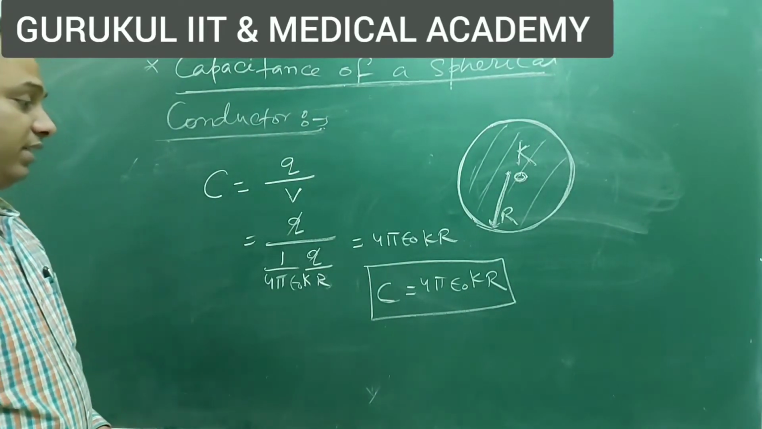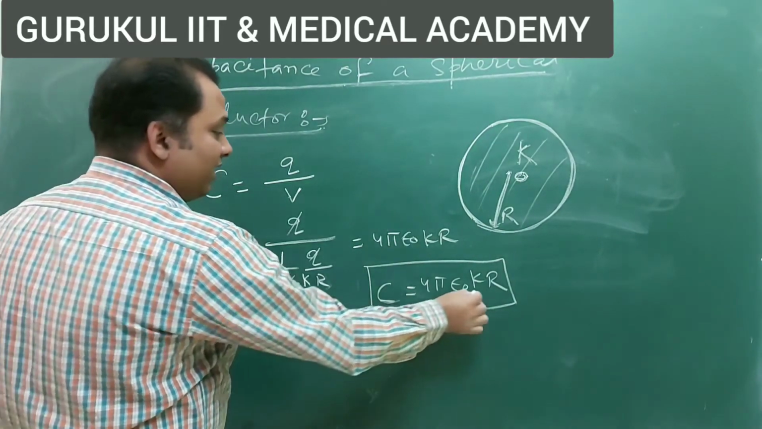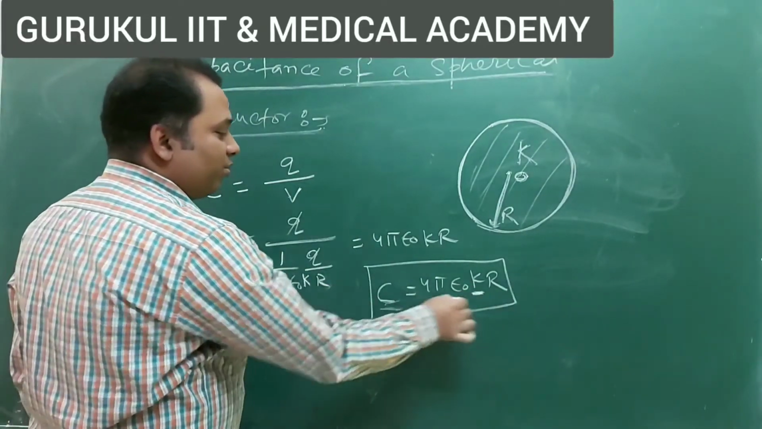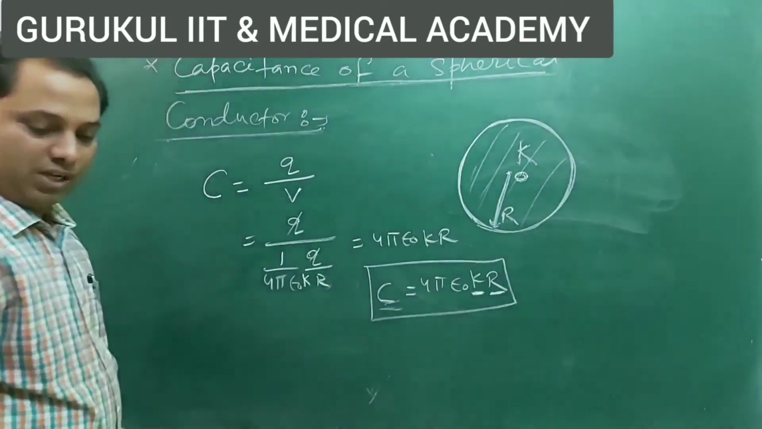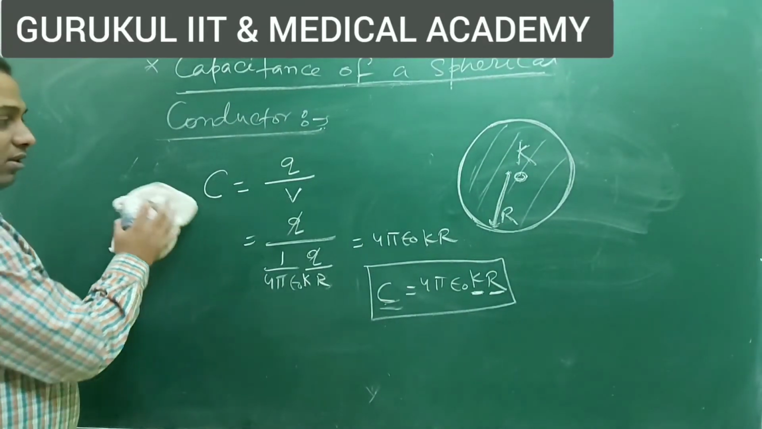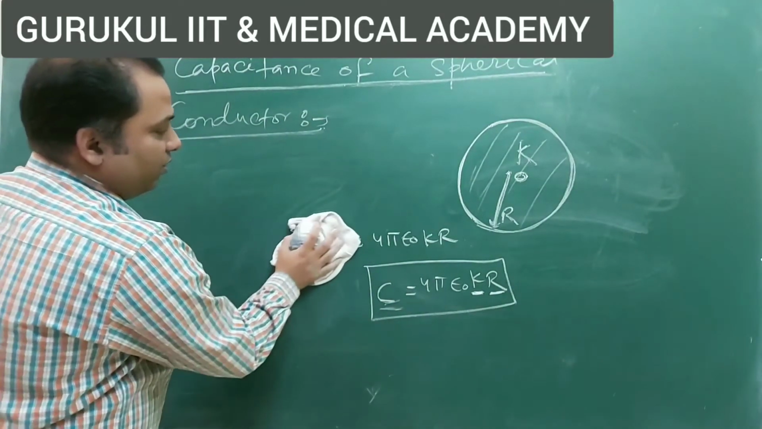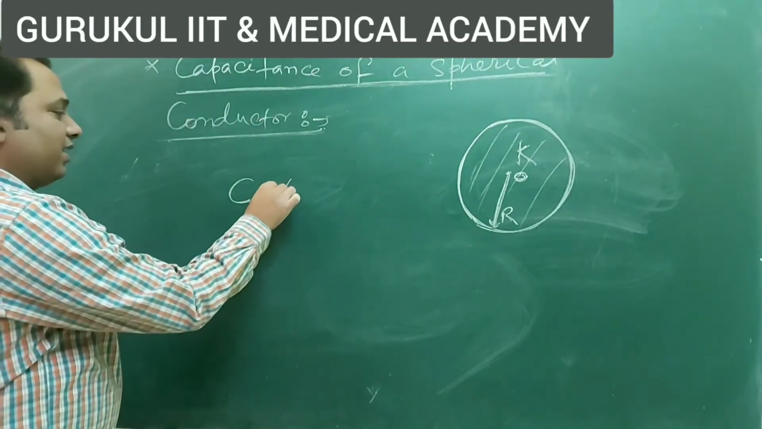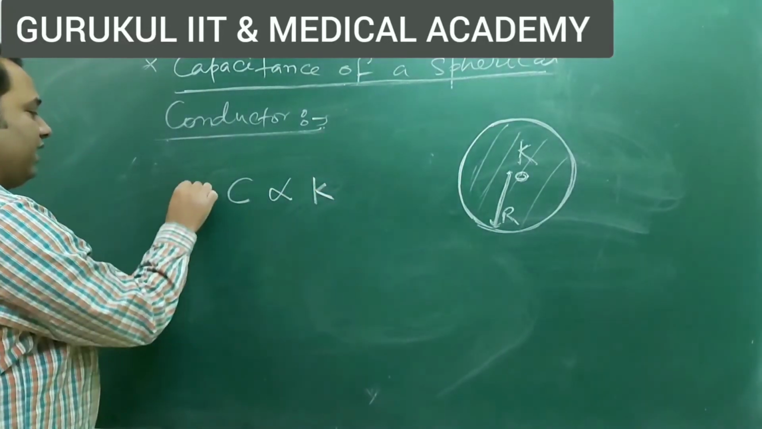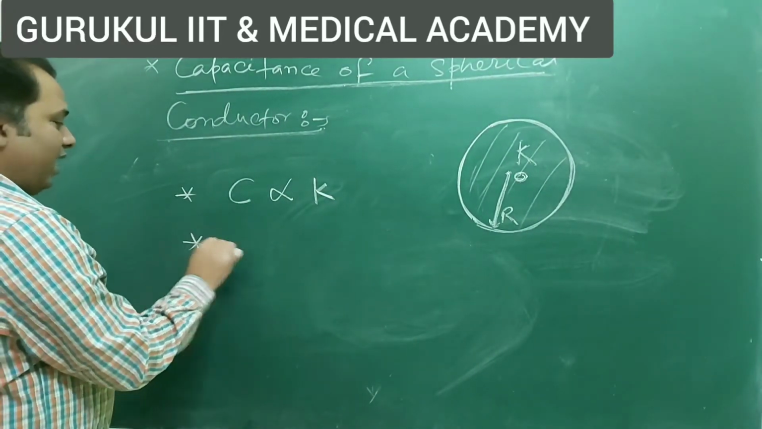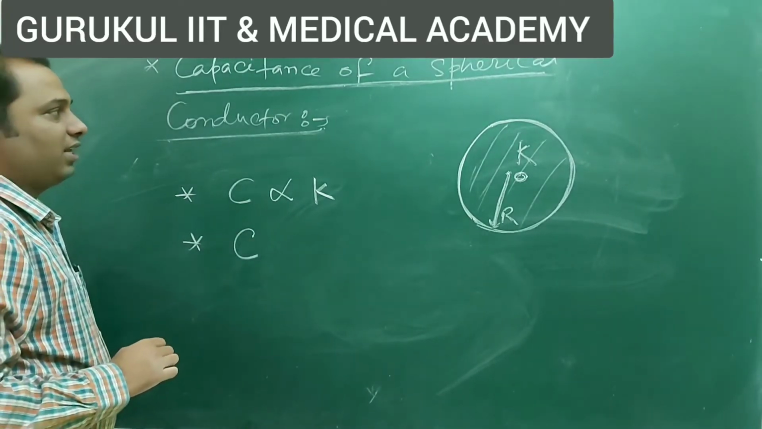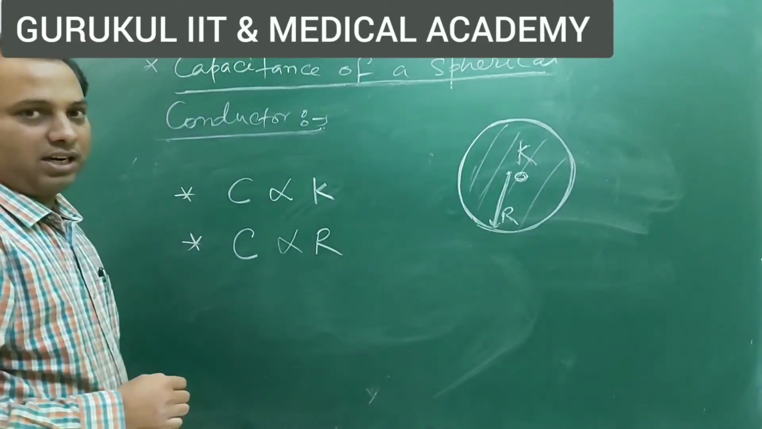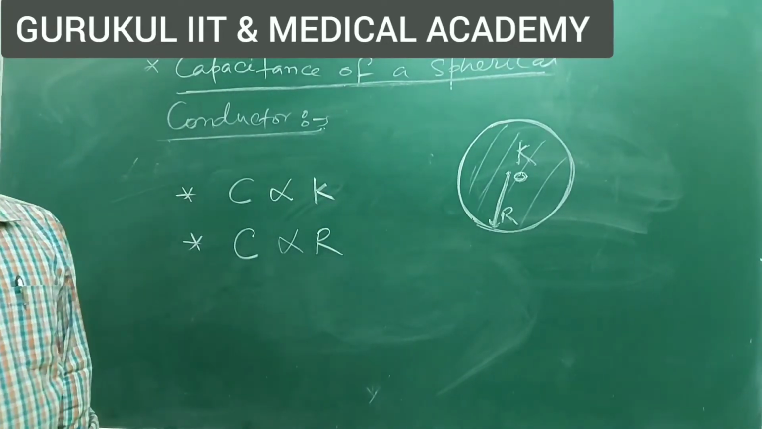Now let's see, this capacitance C is directly proportional to the dielectric constant of the medium K, and it is directly proportional to the radius R. Please note down. We can write that capacitance C is directly proportional to the dielectric constant K. This is important. And the capacitance of the spherical conductor is directly proportional to the radius of the conductor.